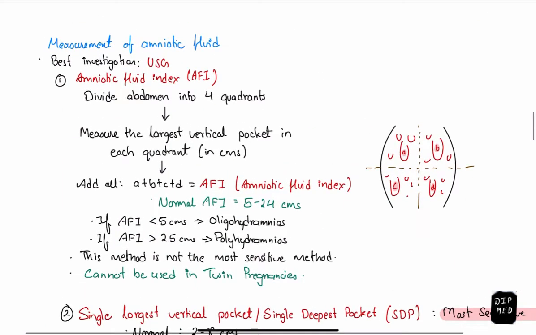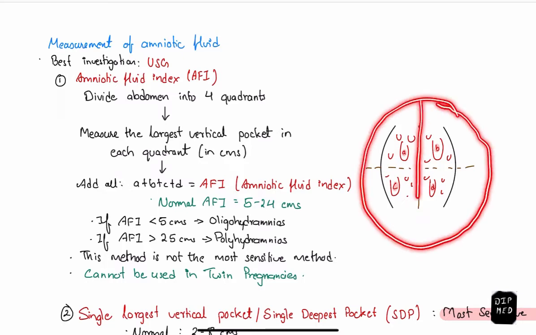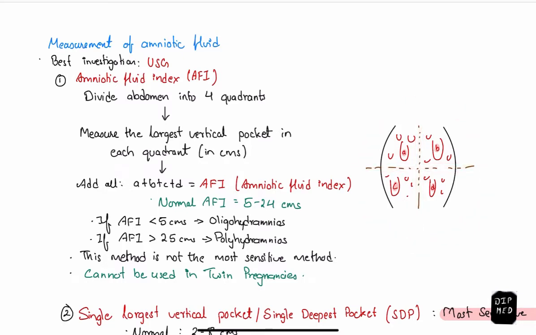The best investigation to measure the amniotic fluid volume is USG or ultrasound. Here two parameters are used. First one is amniotic fluid index or AFI. To calculate AFI, we divide the abdomen on ultrasound into 4 quadrants. Then we measure the largest vertical pocket in each quadrant. Remember, it's the vertical pocket, not the horizontal pockets. Then we add all those and the result we get is the amniotic fluid index.